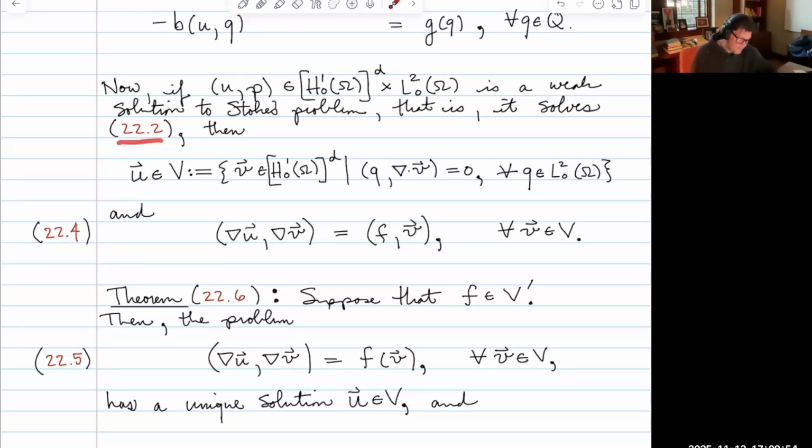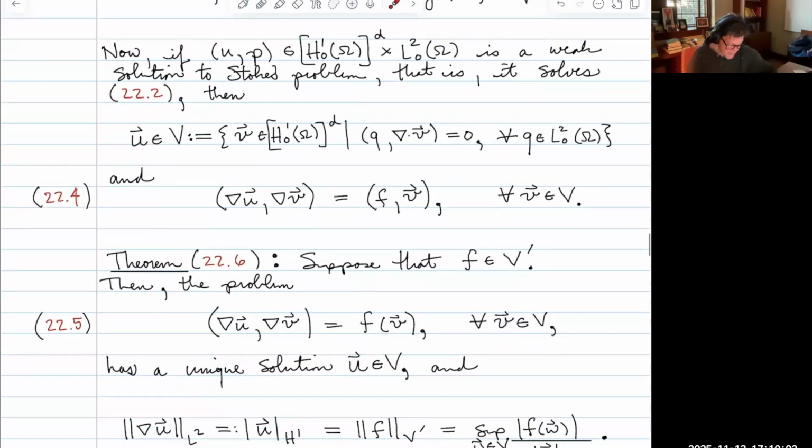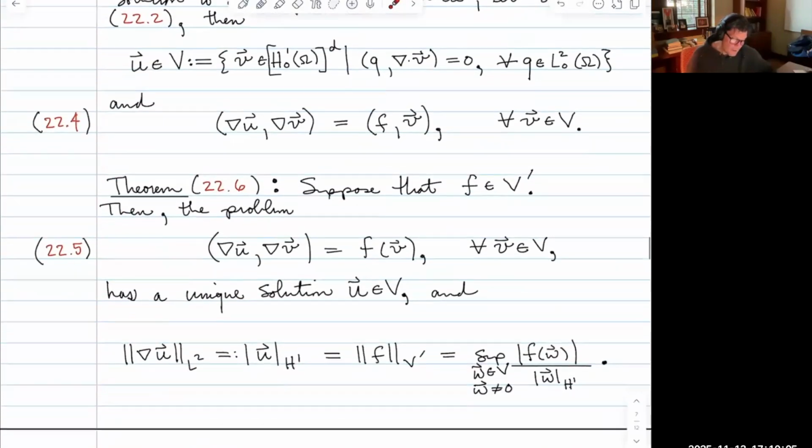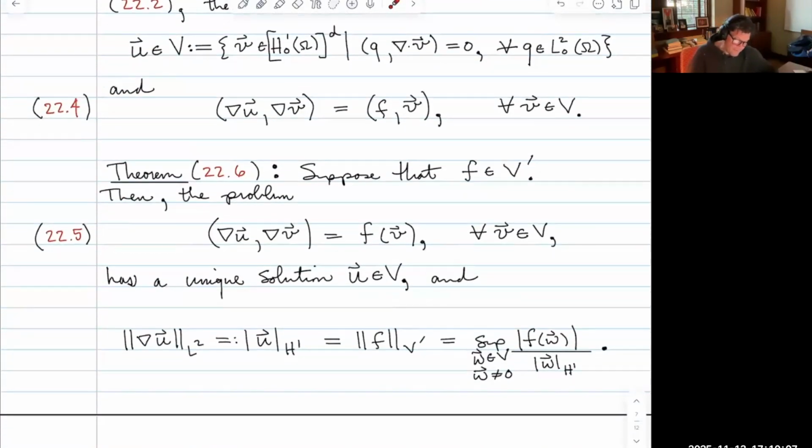If U and P solve 22.2, then U alone solves 22.4. I've had to make a restriction for my test function space, but there's no problem doing that. Now, suppose that F is restricted a little bit further. Suppose that it's a linear functional on this Hilbert space V. Okay, so that means it's in this set we called V prime.